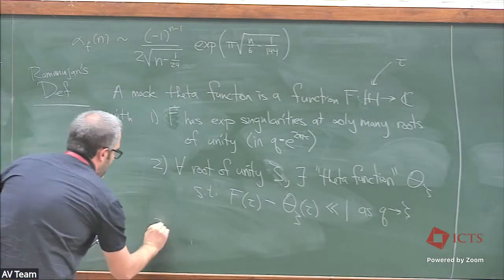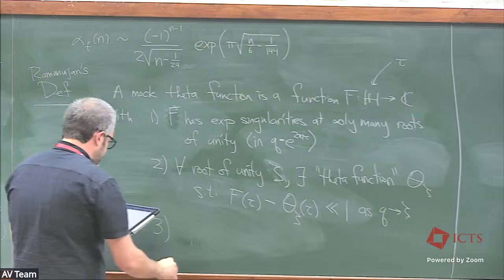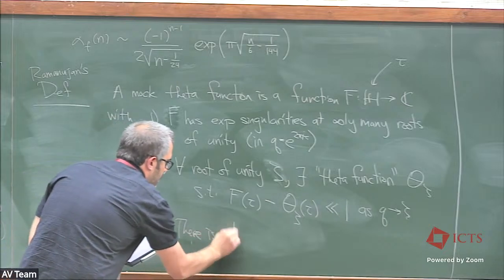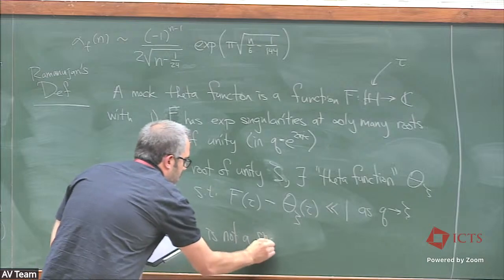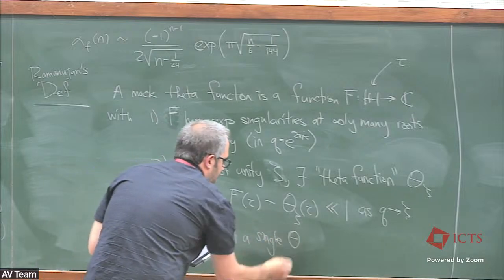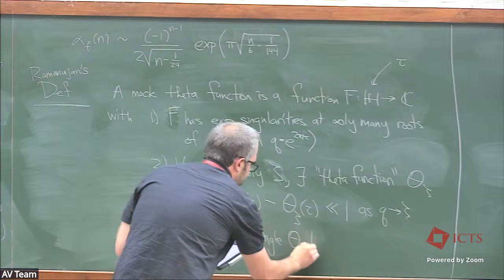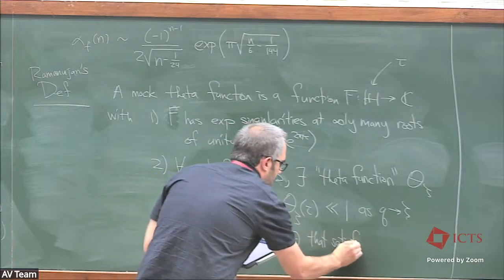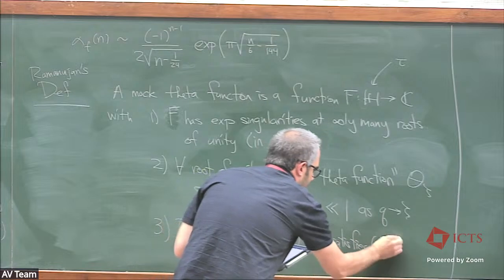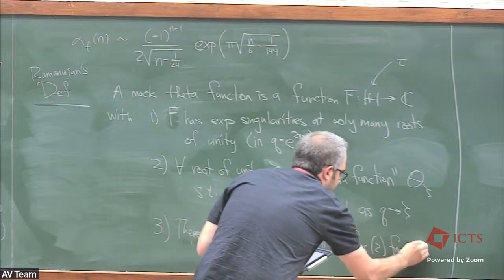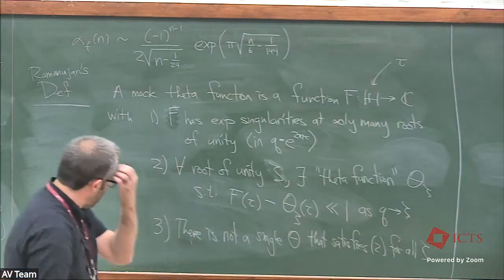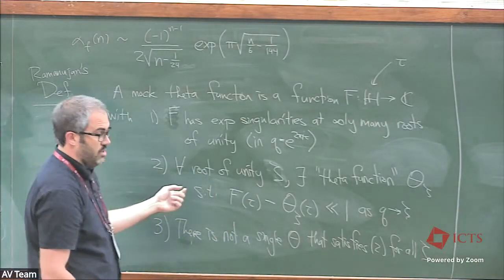We're thinking of q going to zeta radially from inside the unit disk. Okay? And then number 3, there is not a single theta that satisfies 2 for all zetas. So you can't use the same theta function for every single root of unity.